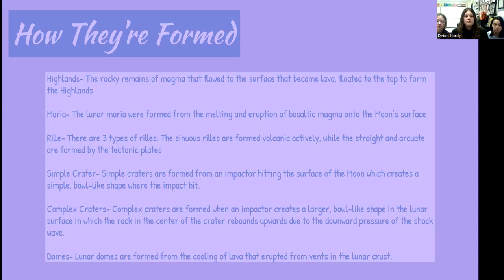Mare, yes. It was under the surface. There was the late heavy bombardment period that really pelted the moon and weakened the crust in places, and then later that hot basaltic magma under the surface was buoyant, and it pushed through the crust, then spilled out and filled in those craters. So yeah, sinuous rilles are volcanic, and the straight and arcuate are tectonic.